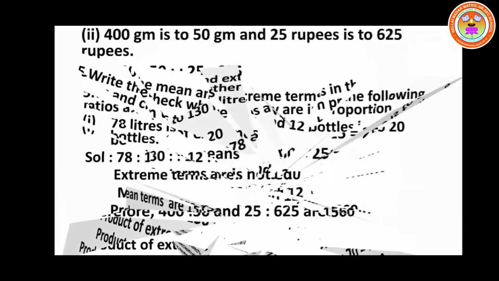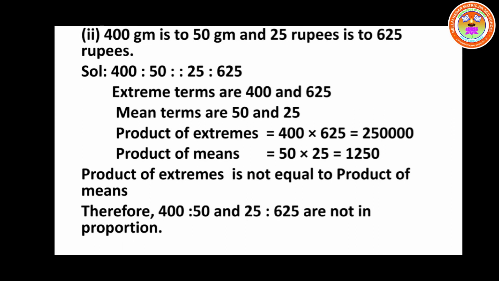Now, let us move on to the second subdivision. 400 gram is to 50 gram and 25 rupees is to 625 rupees. So, solution: 400 is to 50 as 25 is to 625. So what are the extreme terms here, children? 400 and 625 are the extreme terms. And what are the mean terms here? 50 and 25.